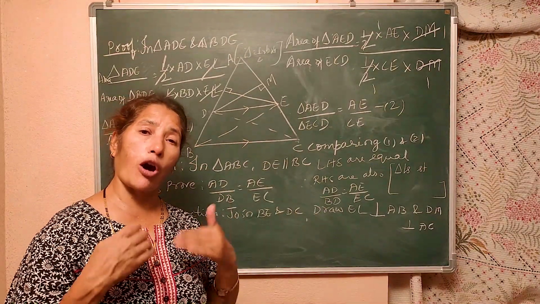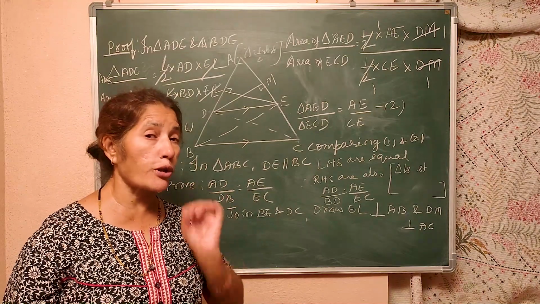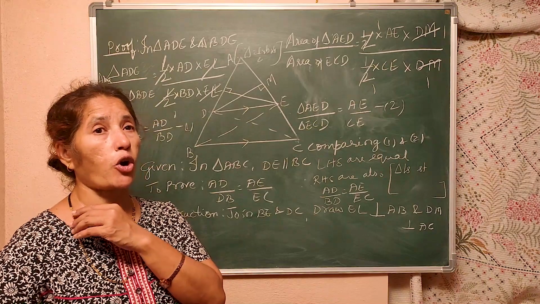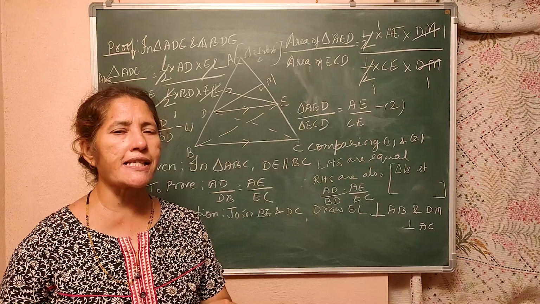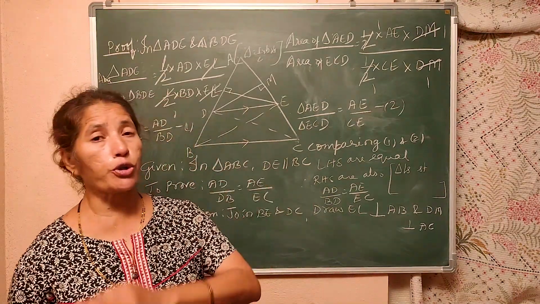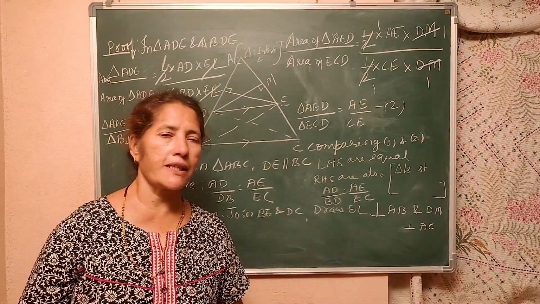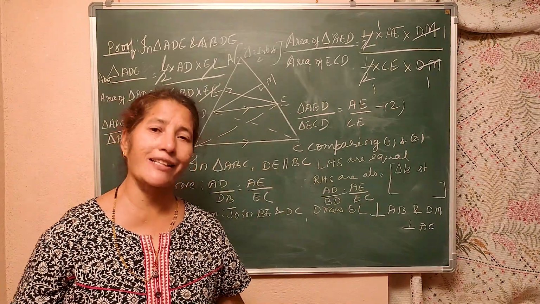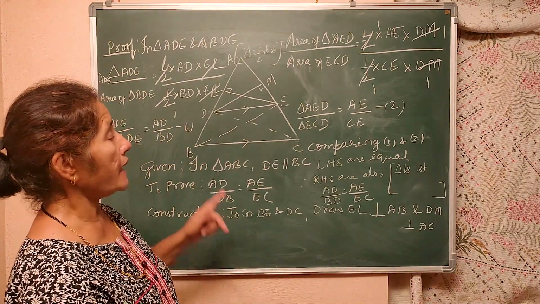Let me say about the converse and corollary of Thales theorem, and Thales theorem is also known as the basic proportionality theorem. Let me tell you about the converse as well as corollary. What is the meaning of converse? If I add 4 to 6, I get 10. And what is converse? If I say I subtract 4 from 10, I get 6. That is converse.